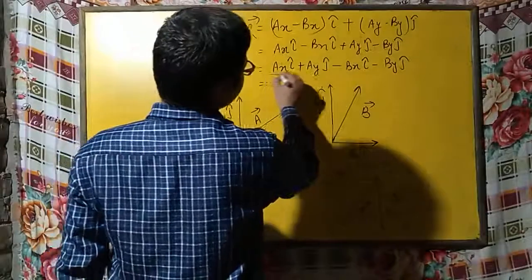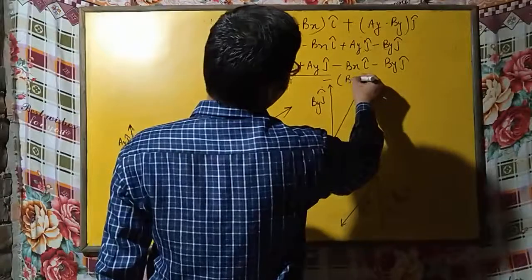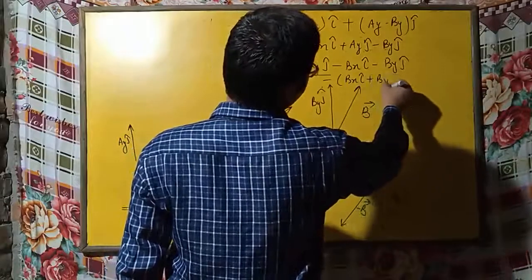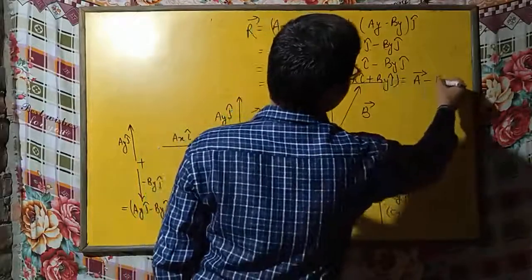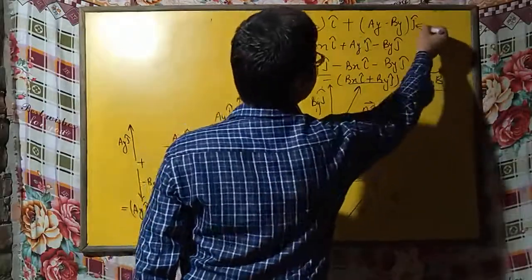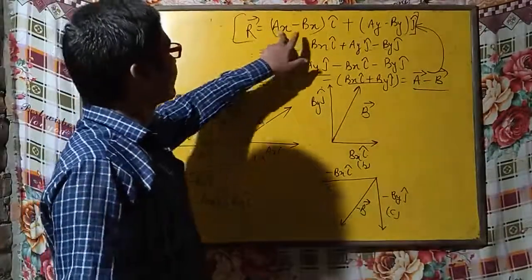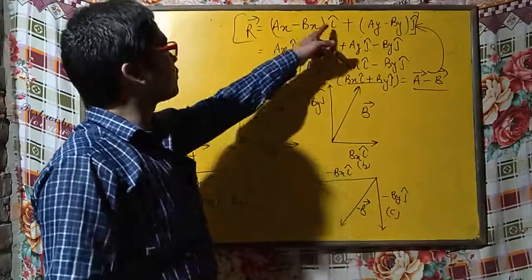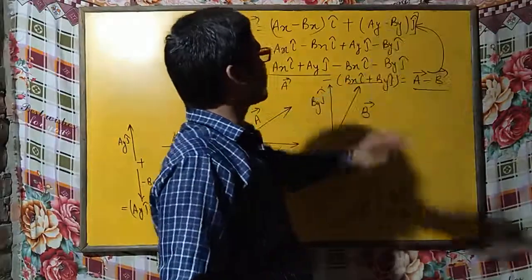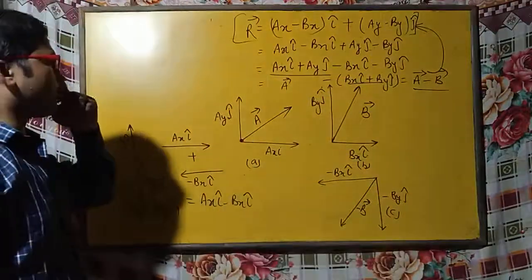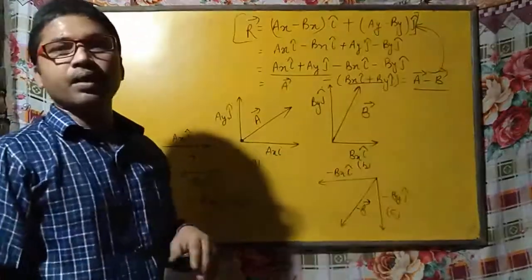So in the next part you can see this one is vector a and this becomes minus (bxi plus byj). So this part is b. So actually this is the formula. If you write r is equal to (ax minus bx)i, it means coefficients of i are subtracted together plus coefficients of j are subtracted together. So by this formula you can find out the result of subtraction of the two vectors in component form.